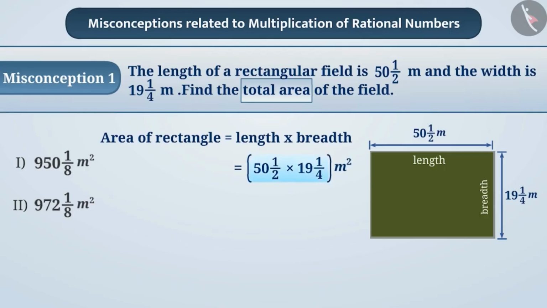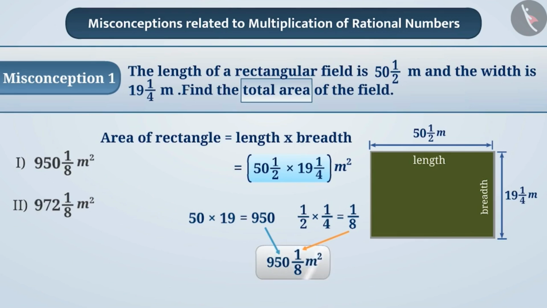While multiplying 51 by 2 and 19 1 by 4, many times children multiply the whole parts separately and the incomplete fraction parts separately. Here, they multiply 50 and 19 and multiply 1 by 2 and 1 by 4, and together they get the result 951 by 8 meter square, which is option 1. This is incorrect.